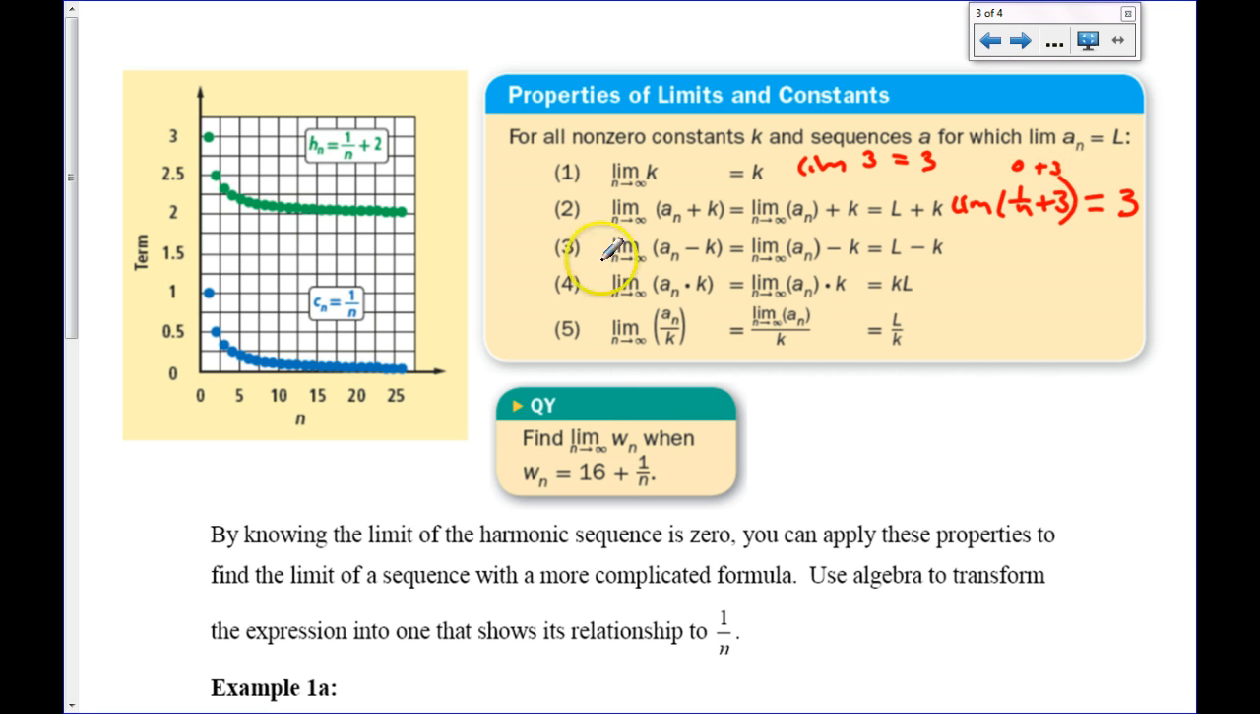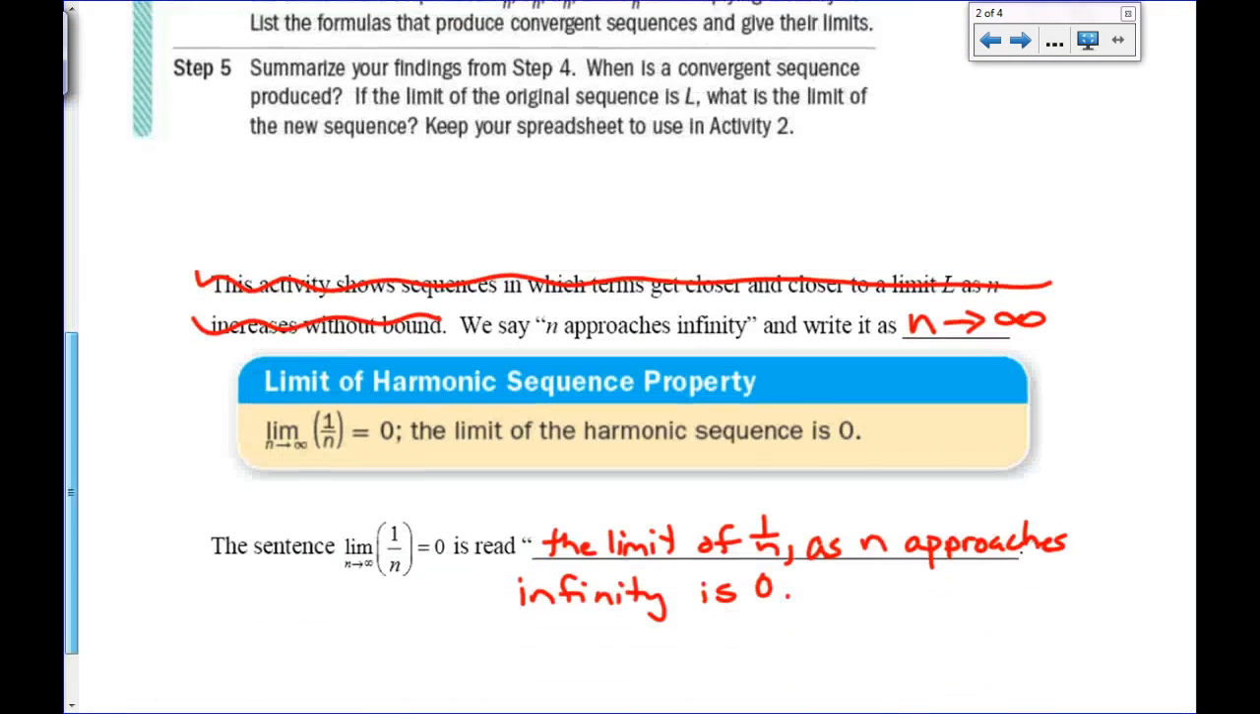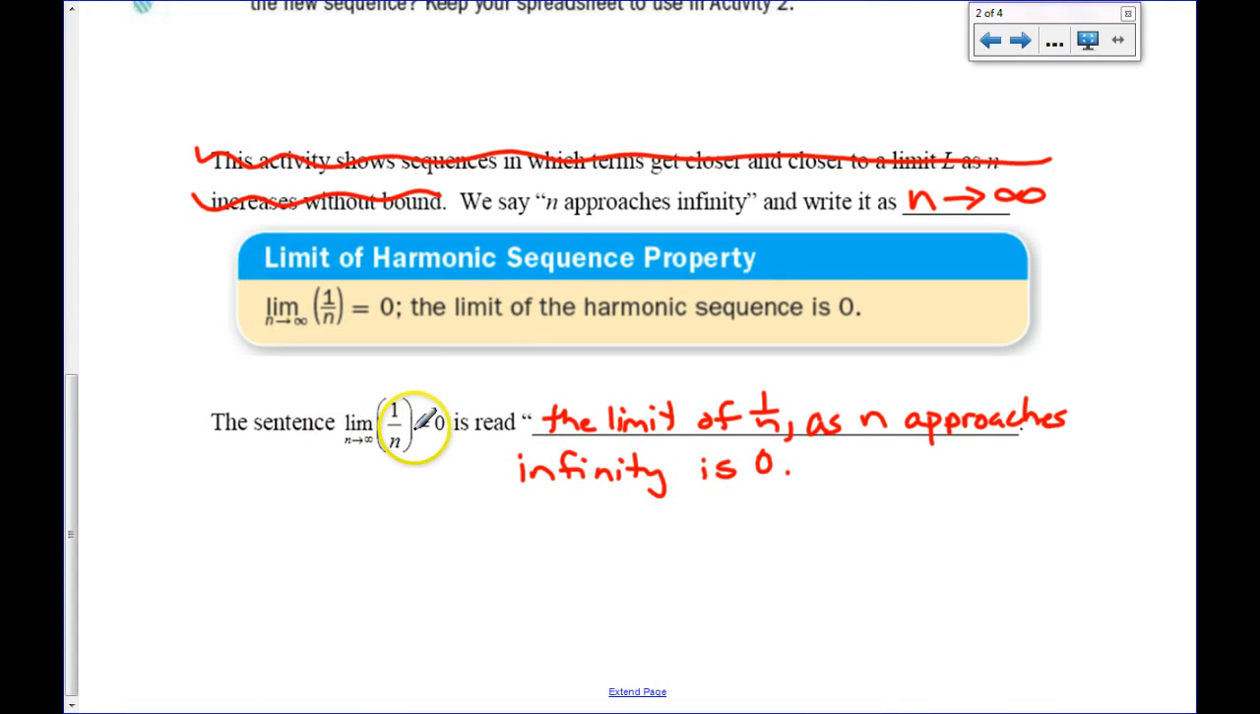Now this one says the limit of a sub n minus k. If I did the same thing, if I have the limit of 1 over n minus 3, what would my limit be? Negative 3. Okay? If I have the limit of 1 over n times 3. Wait, where did you get 1 over n from? I'm just saying, for instance, we know that the limit is 0 because we already just said right here, the limit of 1 over n is 0.